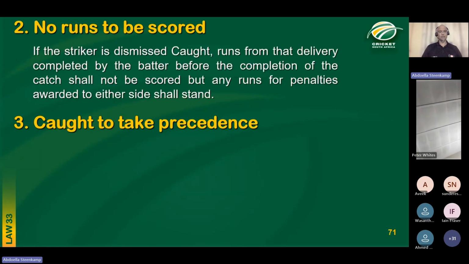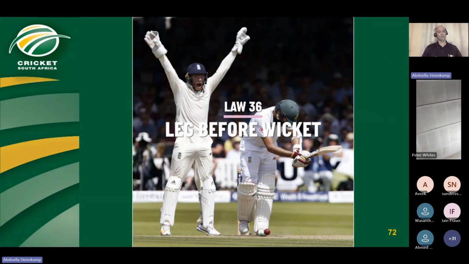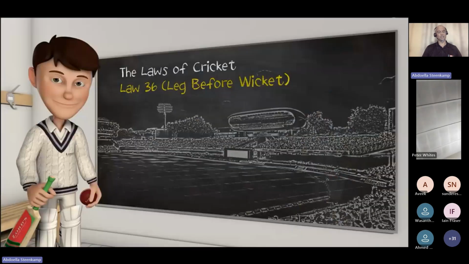So how many runs are scored if a batter's dismissed caught? No runs to be scored. There are 9 modes of dismissal. When it comes to the modes of dismissal, who is boss? Bowled is boss. Who's number 2? Caught is number 2. Leg before wicket. Let's look at an animation video that's going to take us through the criteria that we need to consider when there is an LBW appeal.